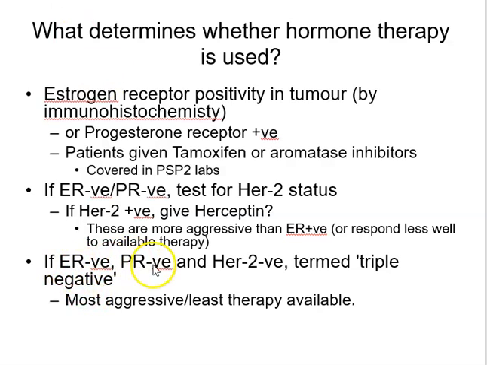If the ER and PR negative and HER2 negative, we term them triple negative, and these are the most aggressive because they have the least therapies available to treat them. Yes, surgery and radiotherapy can be used, but you have to go straight to chemotherapy. You can't use tamoxifen, you can't use Herceptin.